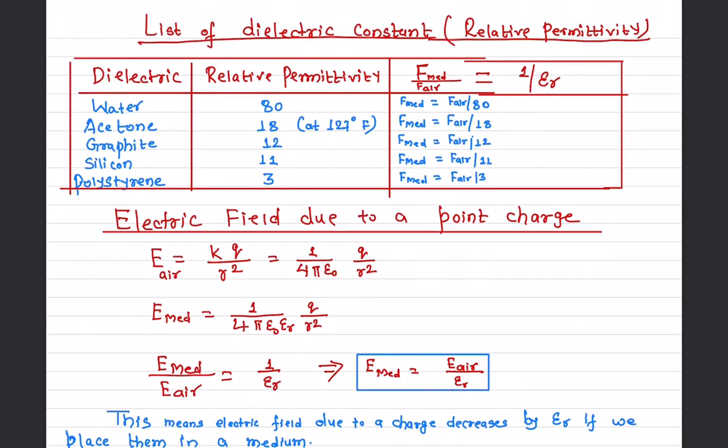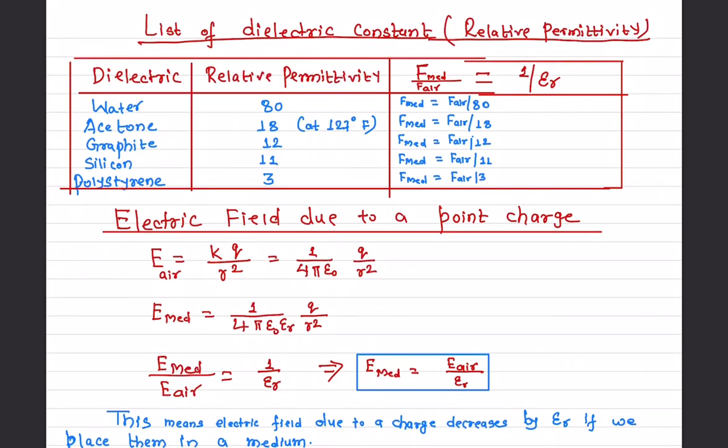So for the water, the permittivity is 80. What does that mean? That means if you place the two charges into the water, then the force of attraction or repulsion will go down by 80 times. Or the force of attraction or repulsion will be 80 times smaller than the force of attraction or repulsion in the air. Now let's say for the silicon, it is 11.